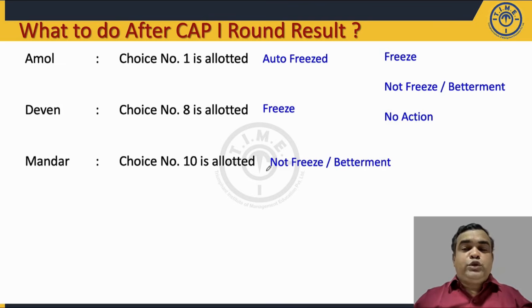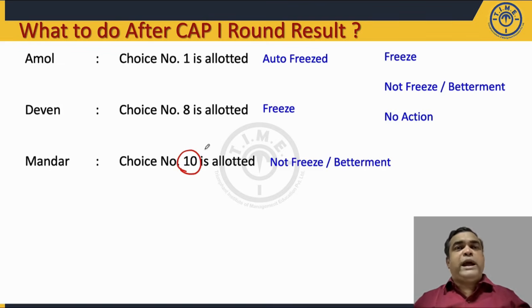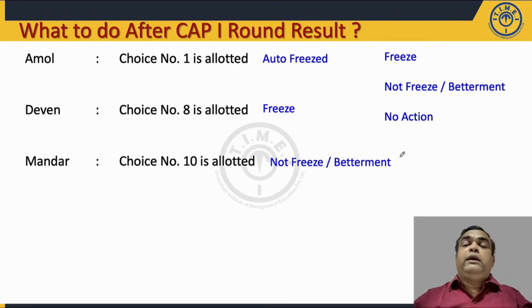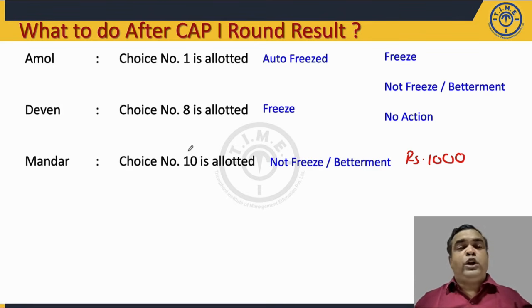When he chooses not freeze, it means he is accepting college number 10. He says, I'm okay with this college, but I also want to check whether I will get a better college than this in the further rounds. But to accept this college, he has to pay a seat acceptance fee of 1,000 rupees. He doesn't need to visit the college because that is not the final college allotted. He wants to wait for the further round. So online he'll pay 1,000 rupees, and that's it. He will wait for the further rounds and will not visit any college at this moment.